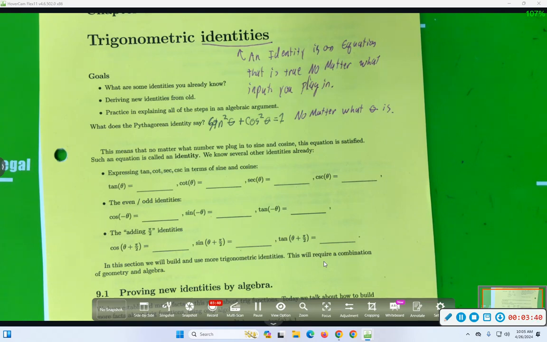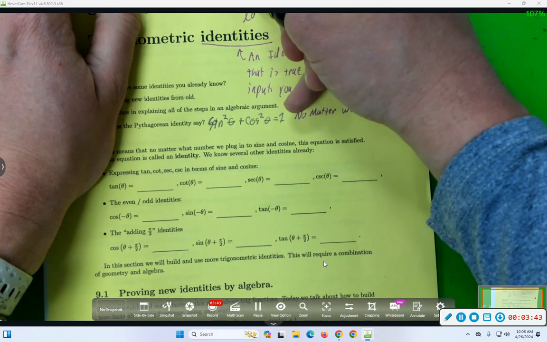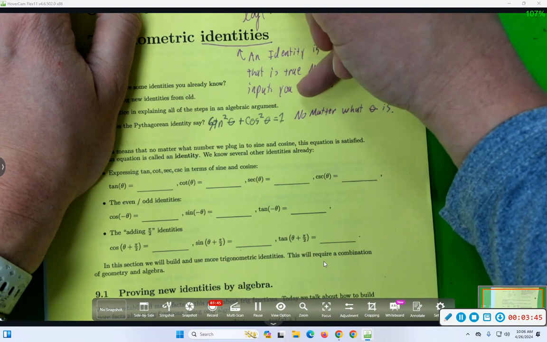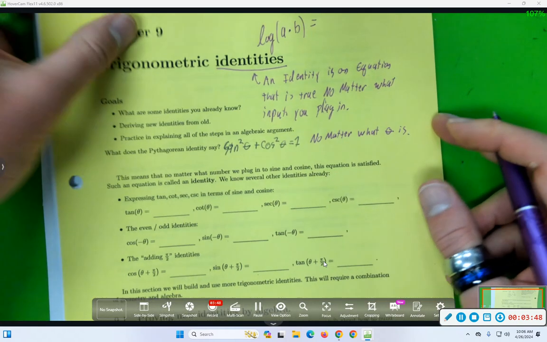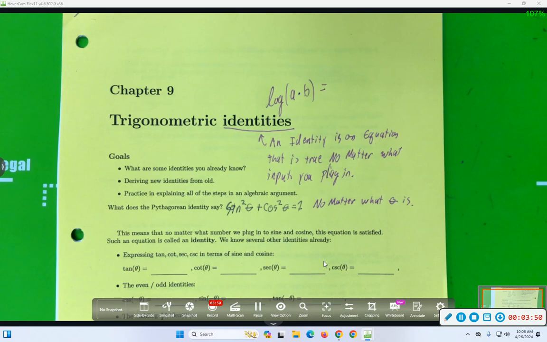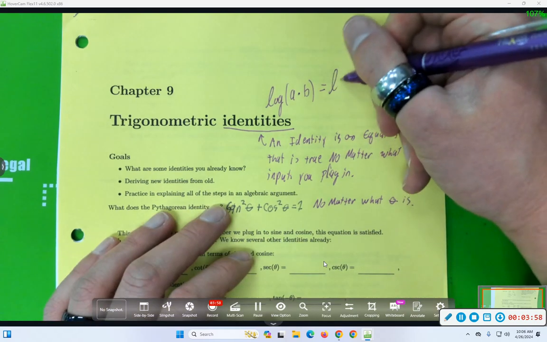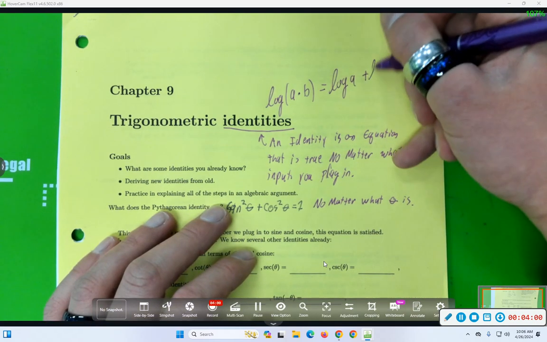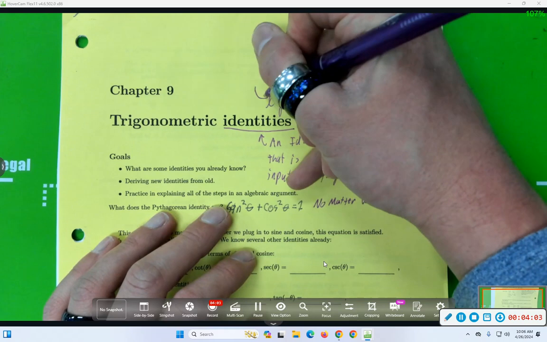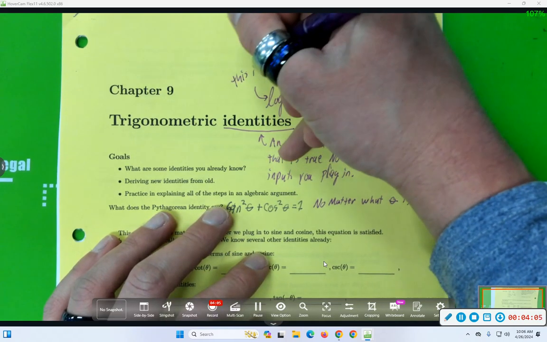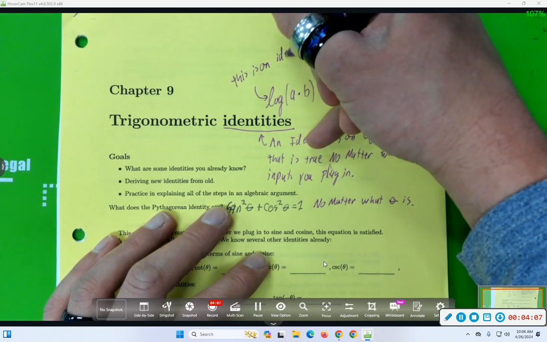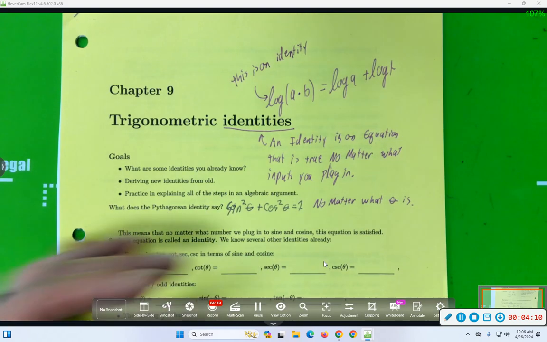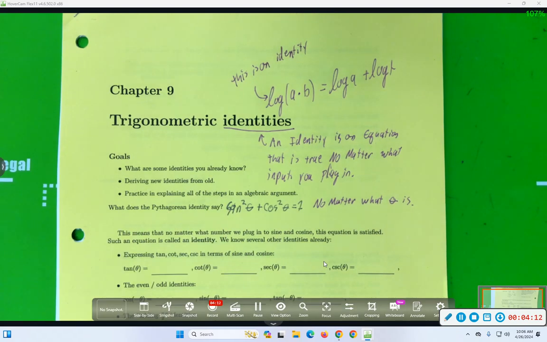So like, we know some of those. Here's a flash from the past. If I multiply two things inside of a log, what is that the same as? Adding the logs together. Here's an example of an identity. An identity is an equation that's just always true. And you know why these are useful, right? They let you simplify some things.